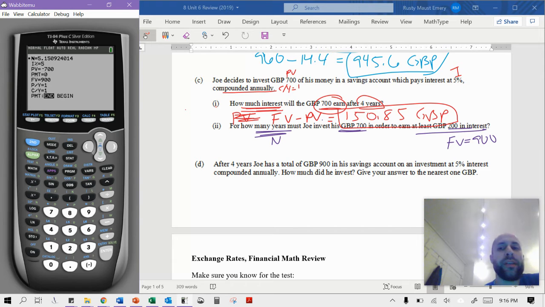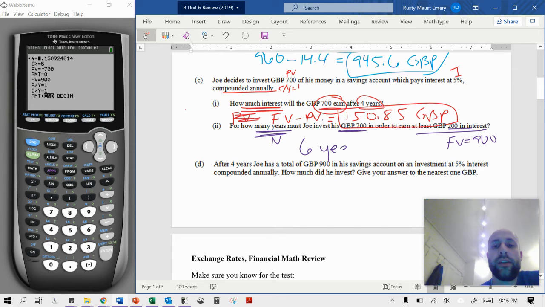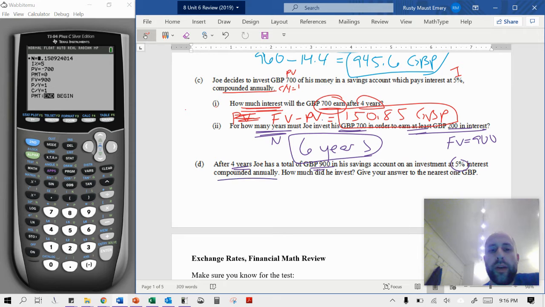So that happens kind of toward the beginning of that 5th year. So what that means is if we said 5 years, then we wouldn't quite have that 200 in interest. So that means we have to say 6. 6 years is when we would have at least 200, right? So keyword at least.